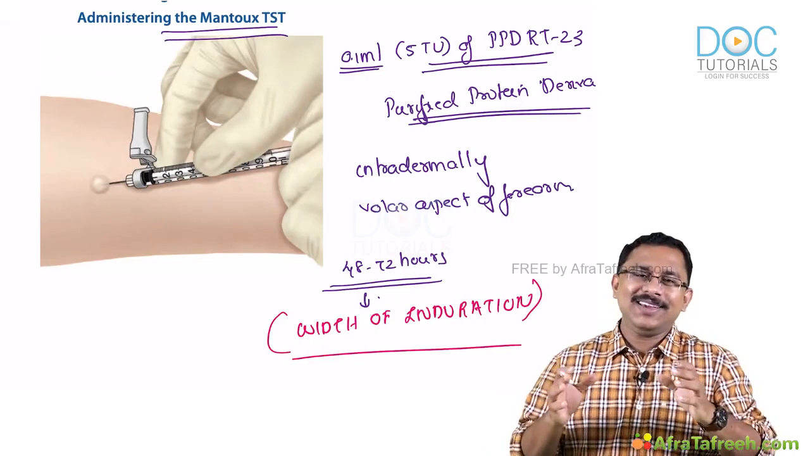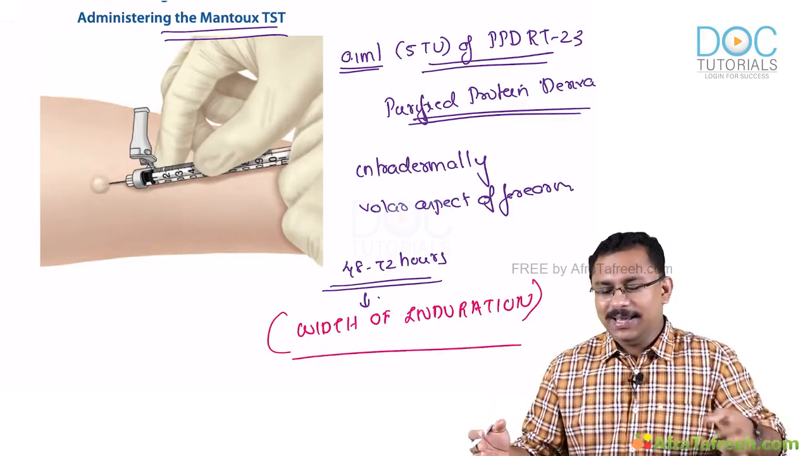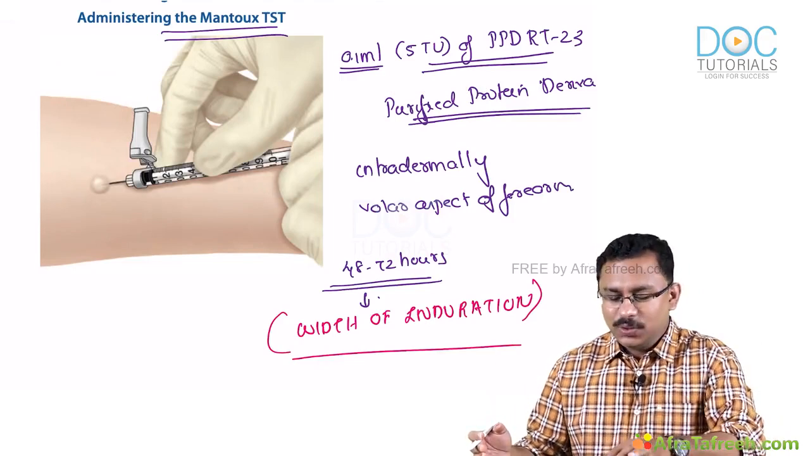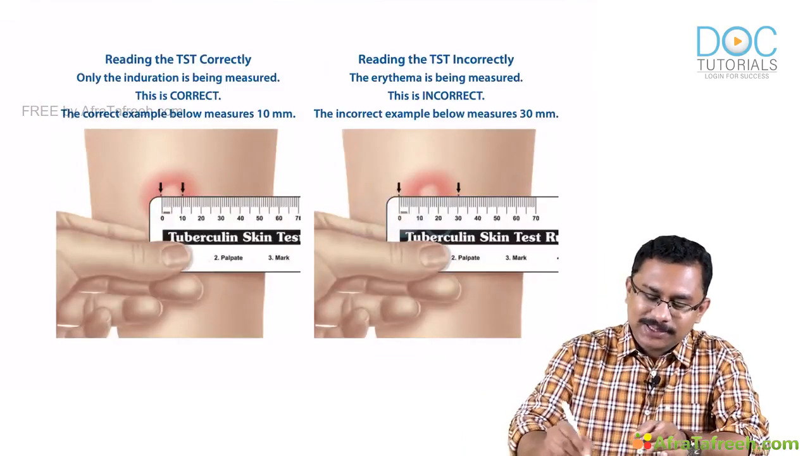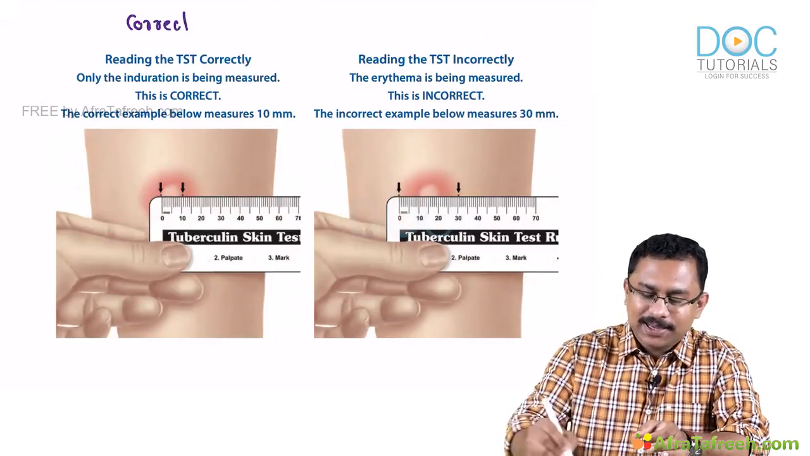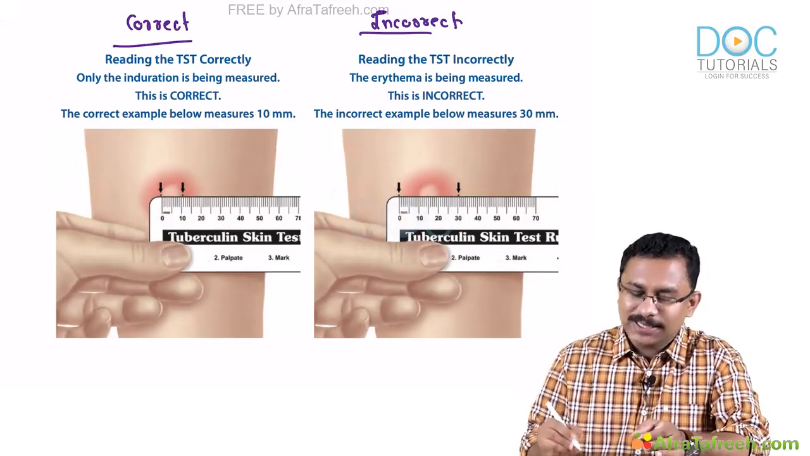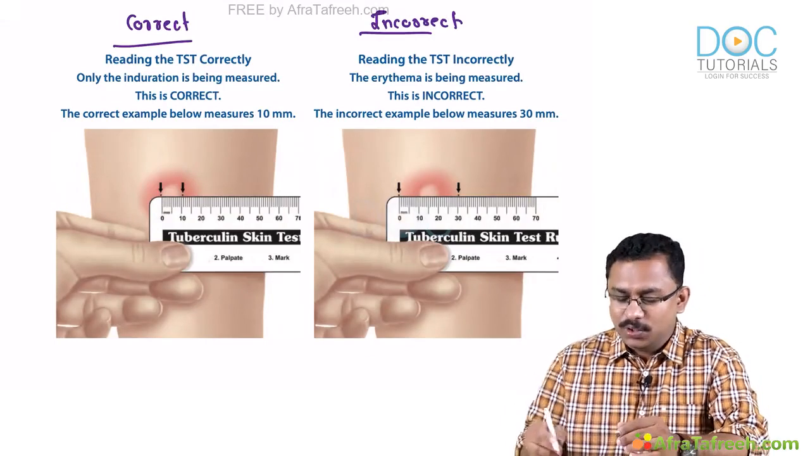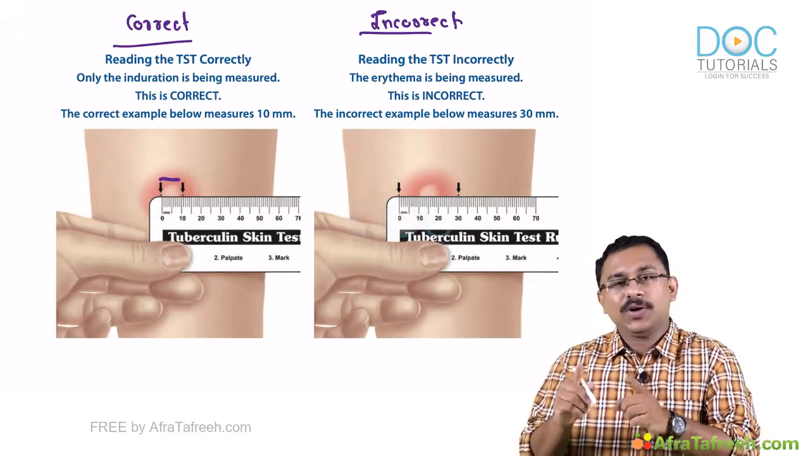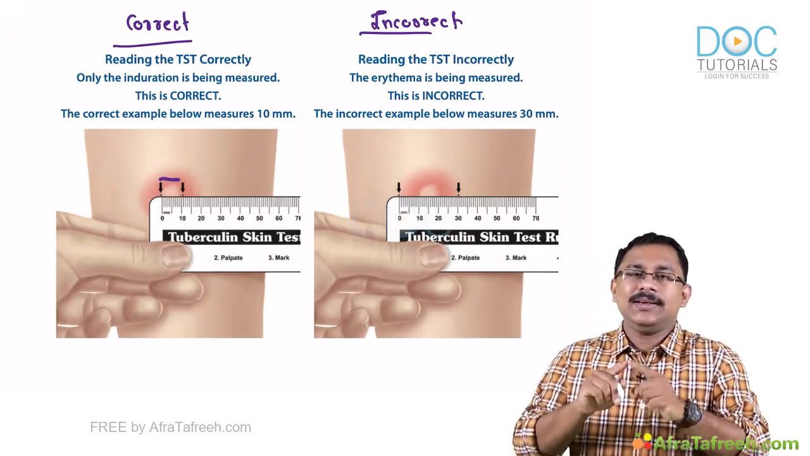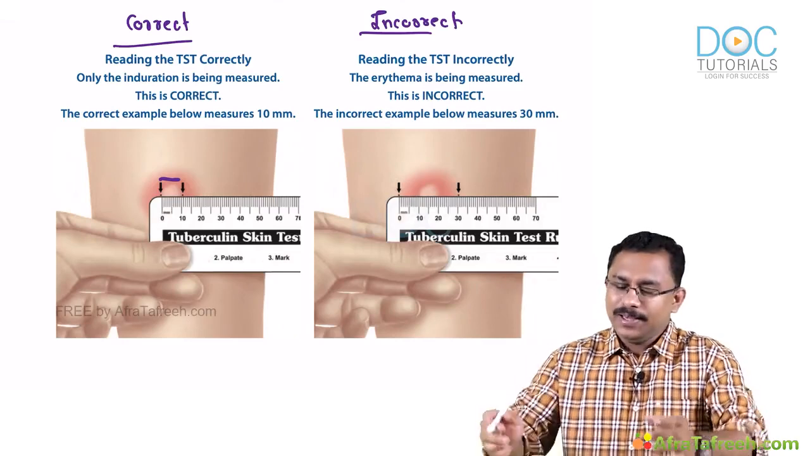It is not the erythema that is counted. It is the width of the induration that is being counted. So I'll just show you the picture: this is the correct method, and this is the incorrect method of reading this, not doing, reading. You see here, when you measure the results after 48 to 72 hours, you are just supposed to measure the induration. Because sometimes surrounding the induration, there may be erythema, but you are not required to measure the erythema. It is just the induration.